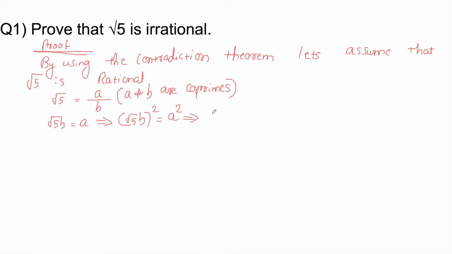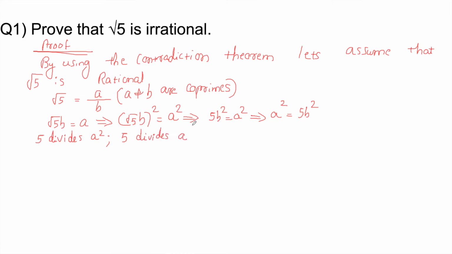Okay, then 5b square is equal to a square, and rewriting it, a square is equal to 5b square. From this step, what we can conclude? 5 is a factor of a square. That means 5 divides a square. Okay, 5 divides a square. Then 5 divides a also.